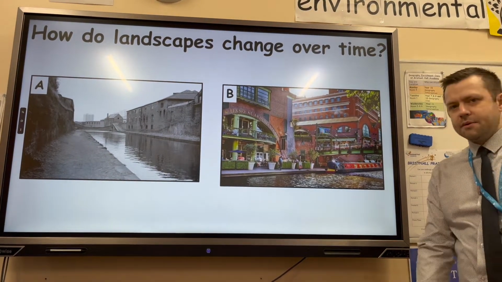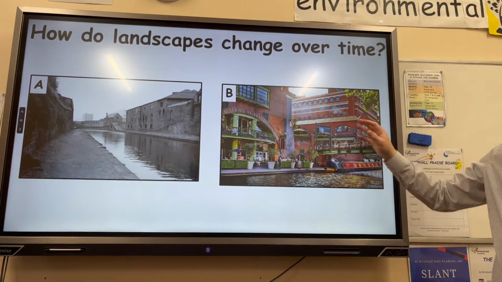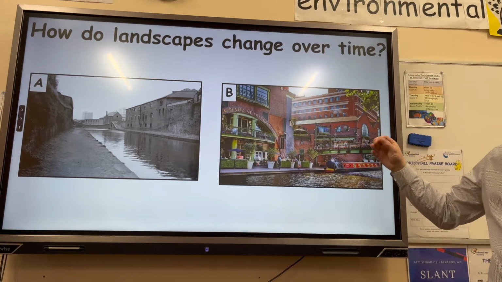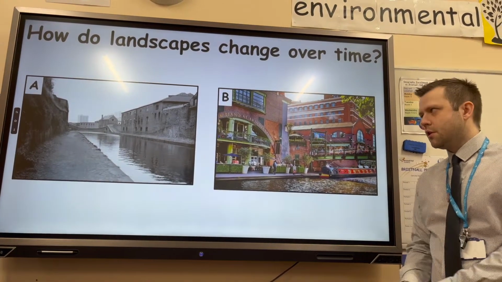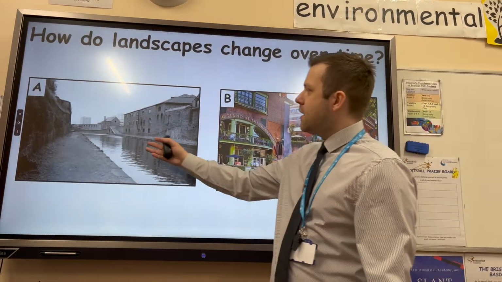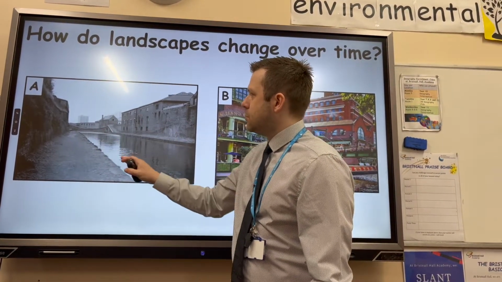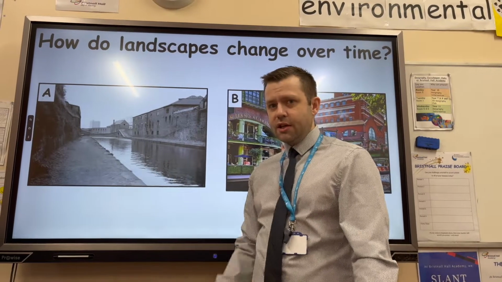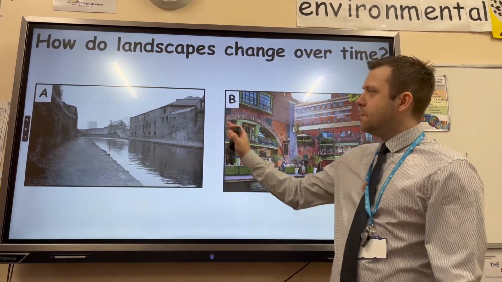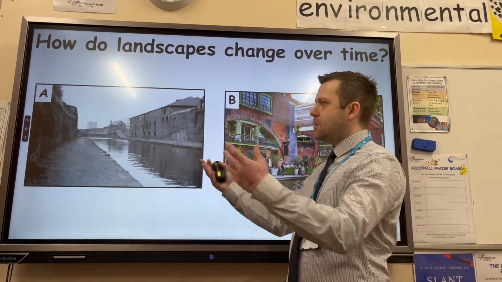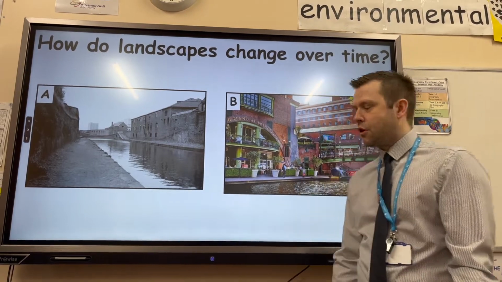How do landscapes change over time? So if we look at these two photographs, these were taken in Brindley Place in different time periods. This photograph here shows an industrial landscape next to the canal. These buildings would have been factories. Eventually, due to deindustrialisation, these factories closed down and this land became a derelict brownfield site.